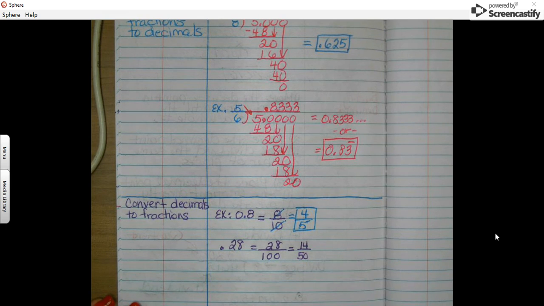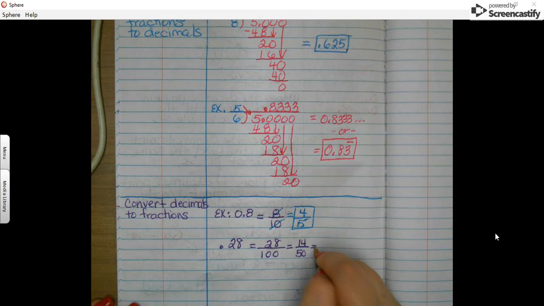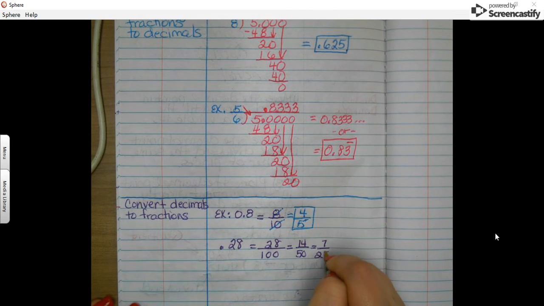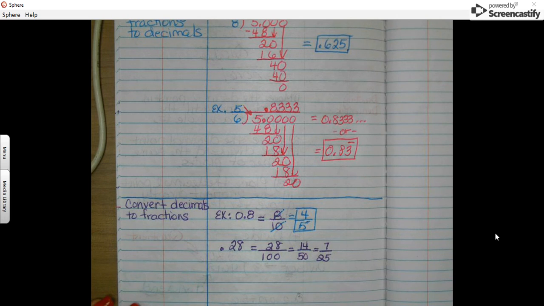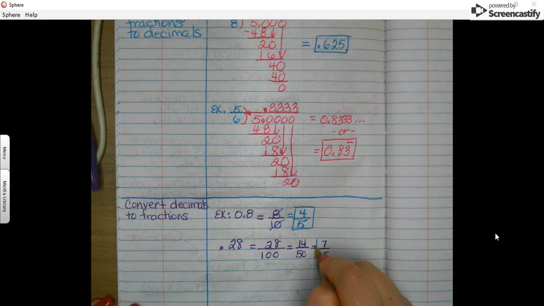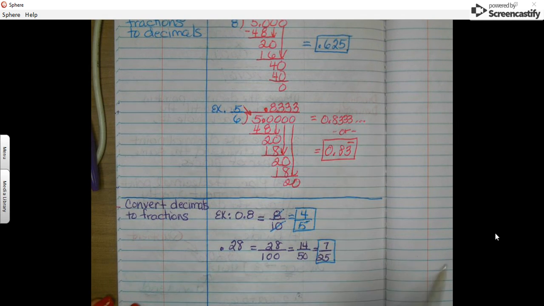I can still reduce those numbers in half. So half of 14 is 7, and half of 50 is 25. But I can't reduce that any further. So I would box that out. 7/25 is my final answer.